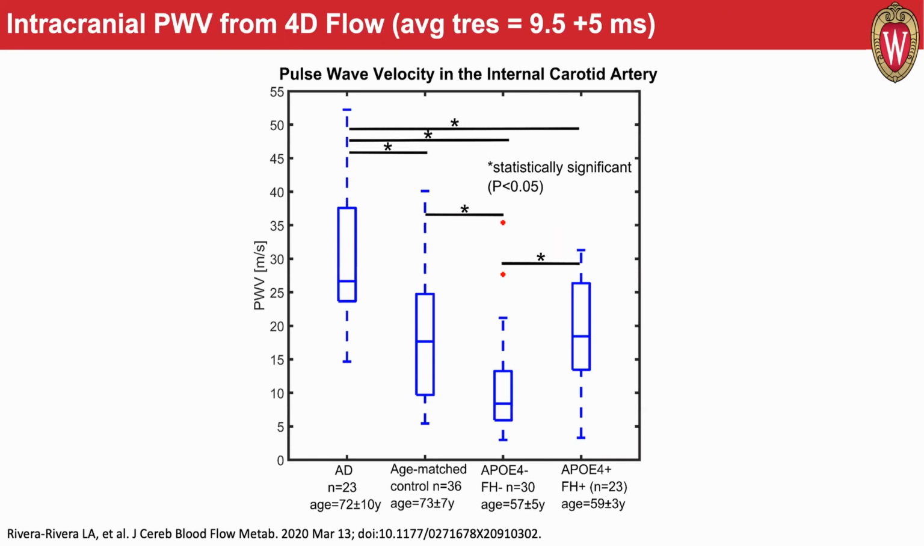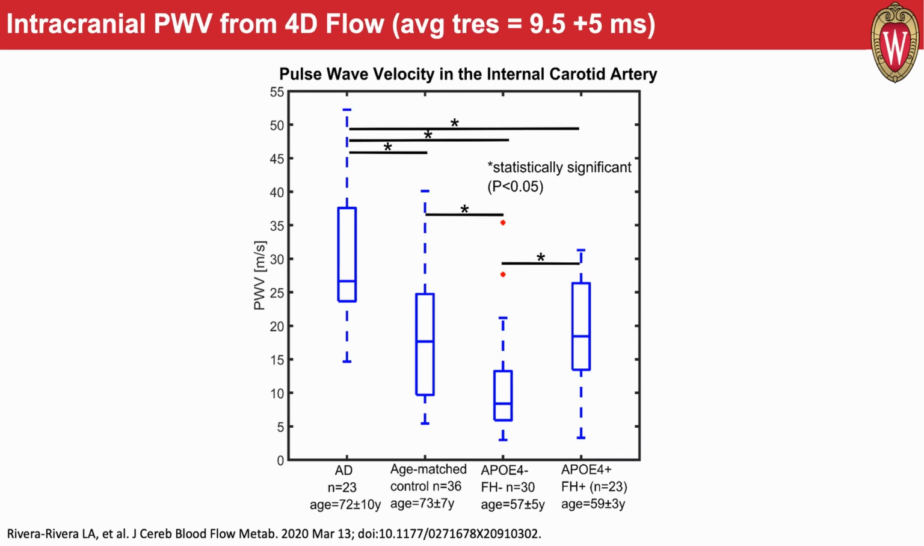So using these methods, we were able to quantify intracranial pulse wave velocity using 4D-Flow in a population of clinically diagnosed Alzheimer's disease patients. And what we found was that pulse wave velocity was significantly higher in the AD patients when compared to age-matched controls.